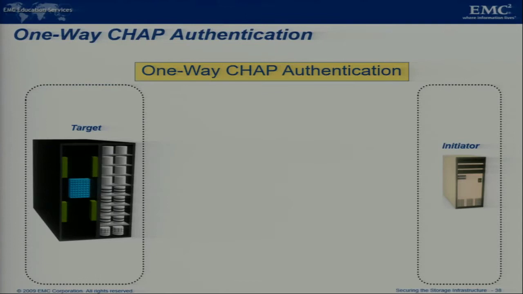So let's see how it works. You have two nodes over here. One is the initiator and the other one is the target. The initiator is going to try to access the resources that are present on the target machine. In order to secure this communication, one-way CHAP authentication is used. So let's see how this works.